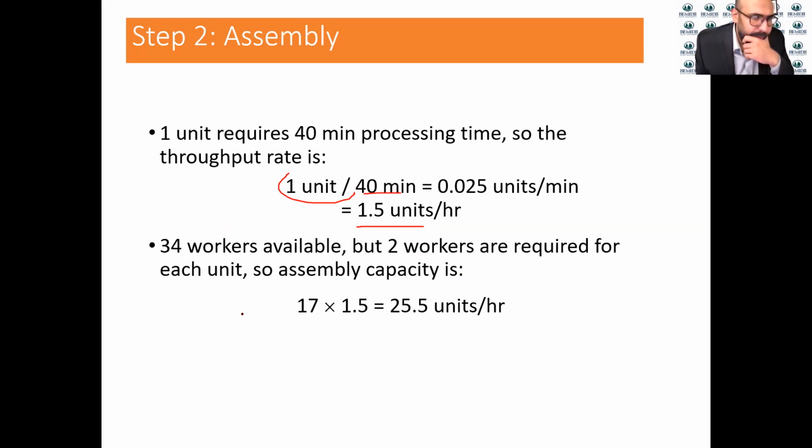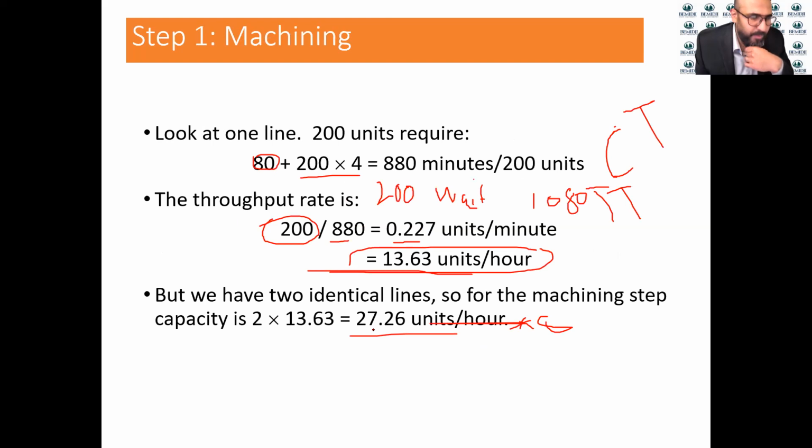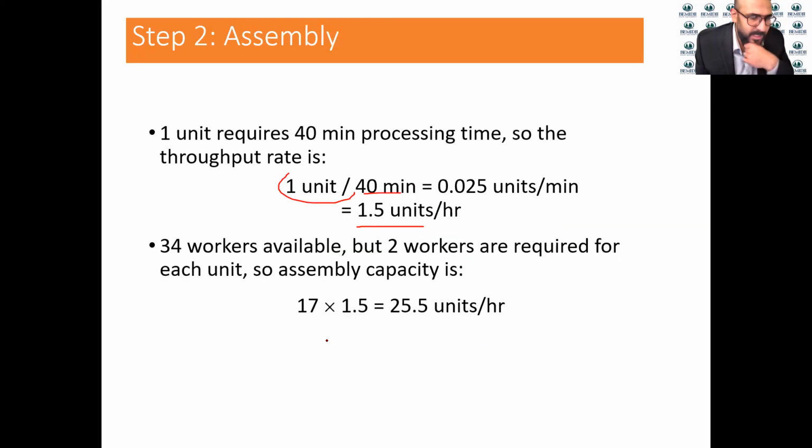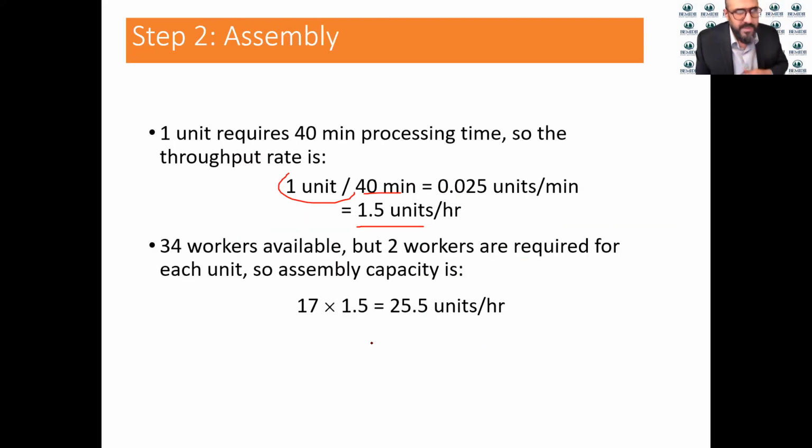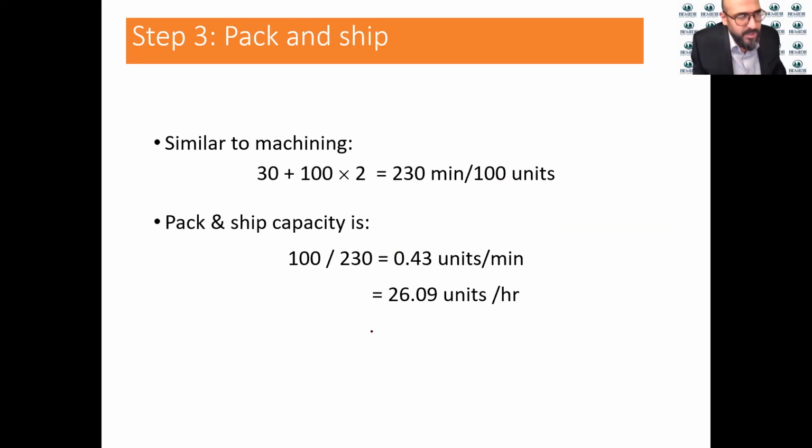All right, so now we know that for this lot, we will require about 25.5 units per hour. We have from before 27 for machining. So 27 plus 25, this is what we have so far. Now let's go to the pack and ship. Pack and ship would be a setup time of 30 minutes.